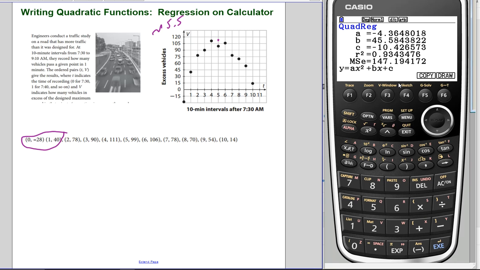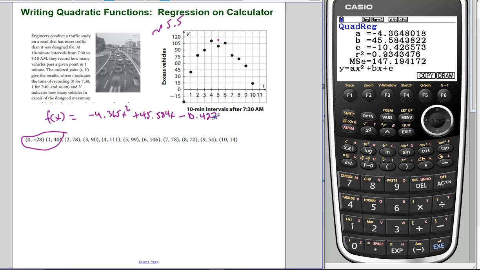squared. Now this right here you want to jot down because this gives it in standard form. So our f of x in standard form would be -4, and let's just round to the nearest thousandth. So 365 x squared. My b being positive 45.584 x, and then my c is going to be a negative 10.427. Okay, now that's it in standard form.